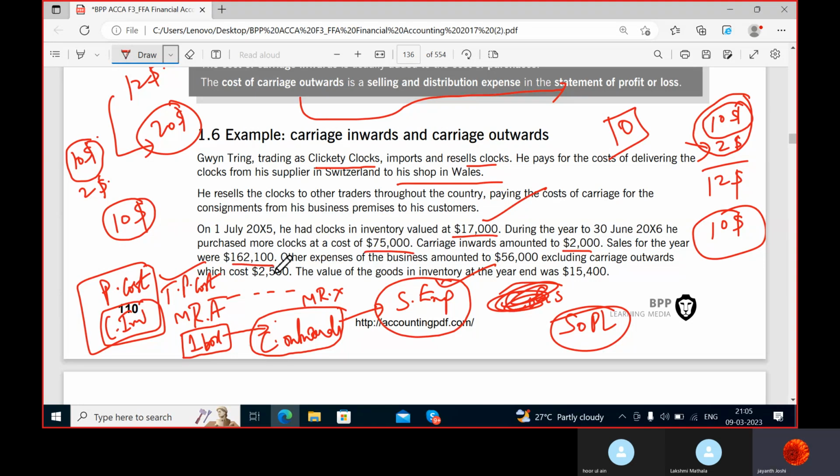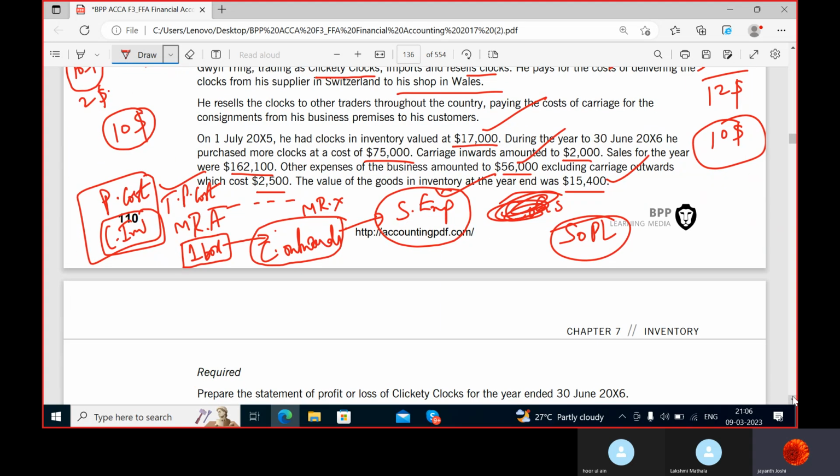Sales is the total dollar amount given. Other expenses amount, excluding cash outwards, are given. These other expenses we cannot include in the inventory cost or cost of purchase or cost of goods sold. They have to be taken in the statement of profit or loss. They have given the ending inventory as well, the closing inventory. So we'll take the revenue. What is the revenue here?